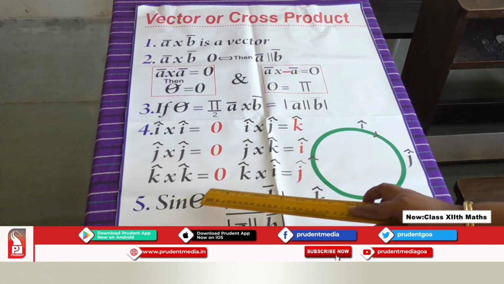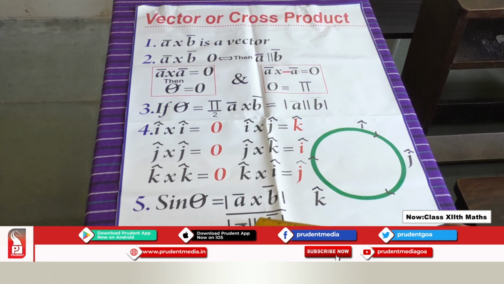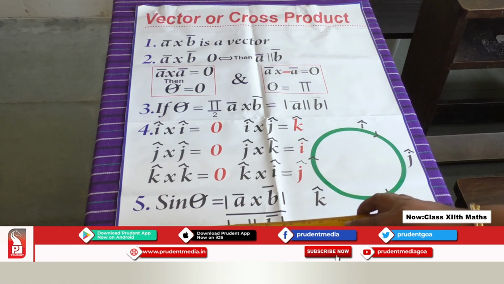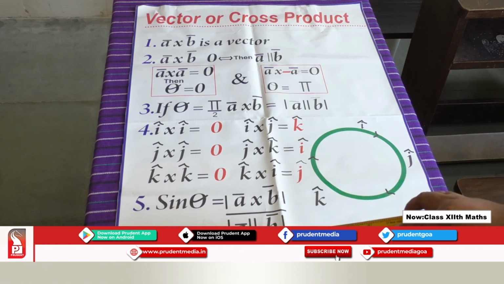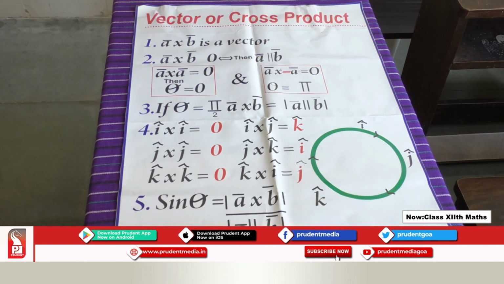Now, from the definition of this, sin theta is modulus of A cross B upon modulus of A and modulus of B. Then I had explained to you all that vector cross product is not commutative. If you swap the order, the results differ in sign. So, A cross B equals minus B cross A.